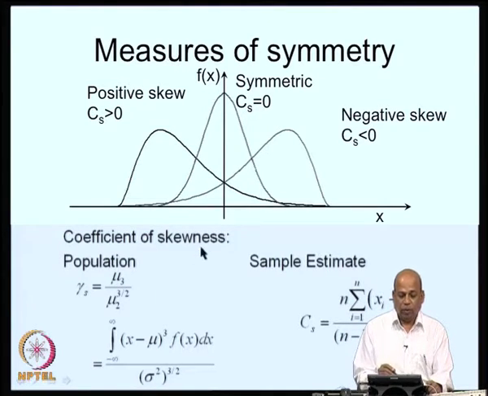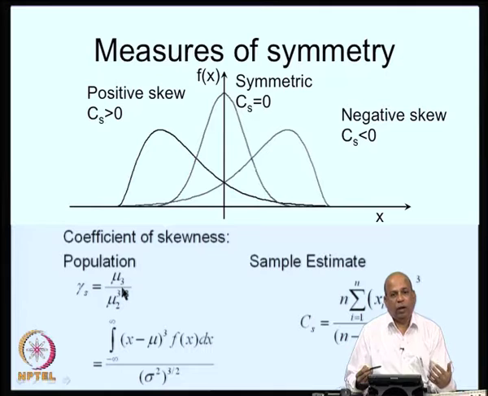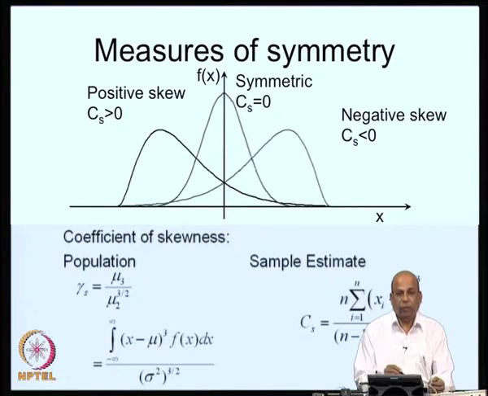We define the coefficient of skewness based on the third moment. Whenever we define these measures, we normalize the associated moments with the standard deviation. What is the standard deviation? It is mu 2 to the power half, because mu 2 is the variance, and the power half, a square root, gives you the standard deviation. So, when you take the third moment, you normalize it with the standard deviation to the power 3. When you take the fourth moment, you normalize it with the standard deviation to the power 4, and so on.